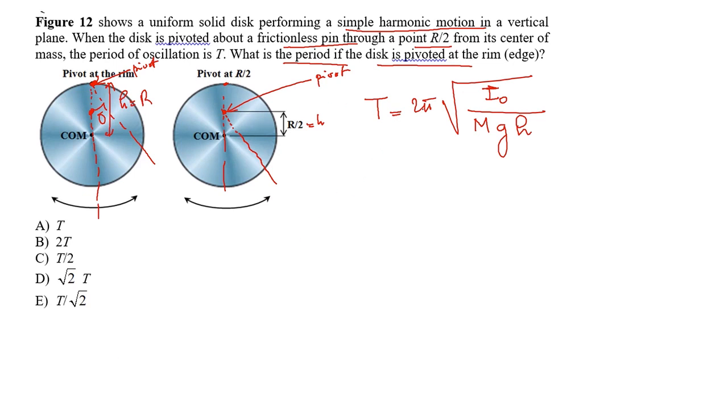The period T is 2 pi square root of the moment of inertia of this solid disk around this pivot point divided by m g h, which is R divided by 2. The problem is to calculate this I, the rotational inertia around the pivot point. Parallel axis theorem: it's the moment of inertia around the center of mass plus m h squared. So what is the moment of inertia of a solid disk if the axis is passing through the center of mass?